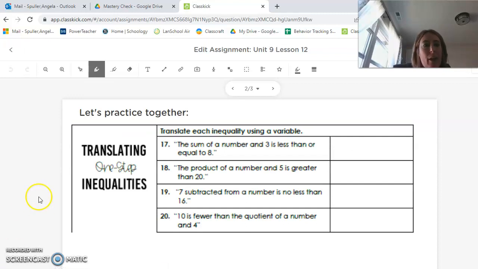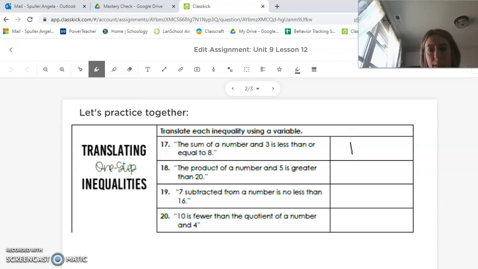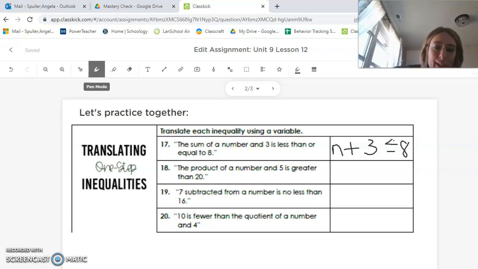All right, so here we go. The sum, and sum means plus, of a number and 3 is less than or equal to 8. Okay. The product of a number and 5, product means multiplication, so I'm going to put it in front. 5n is greater than 20.